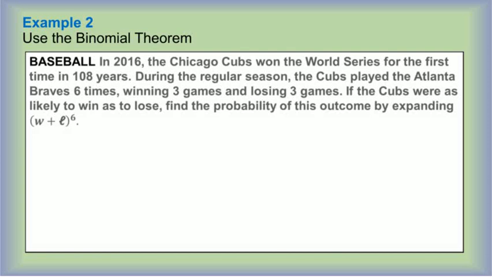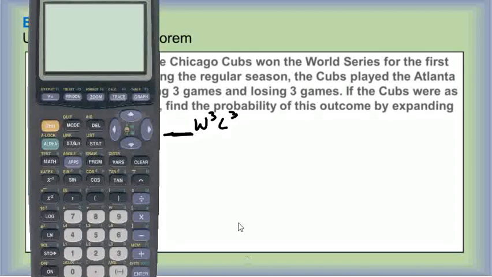For this one, to have 3 wins and 3 losses, I know it's going to be W cubed, L cubed. That's the term that we're going to be looking at. So we need to know what is the coefficient in front of that specific term. But in order to do that, I need to find out how many win-loss combinations there were. So to do that, with the binomial expansion, we're going to have to add up all the coefficients. To find the coefficients, I can show you on your calculator for this one.